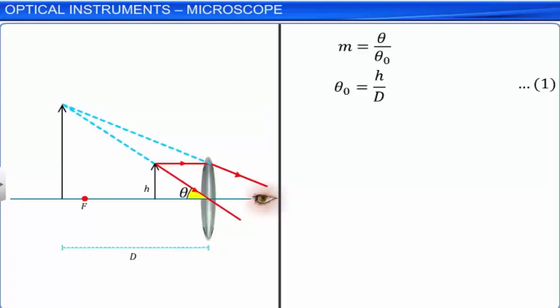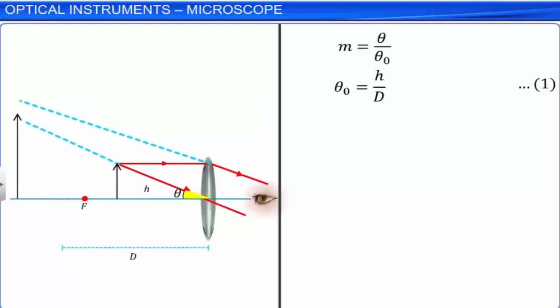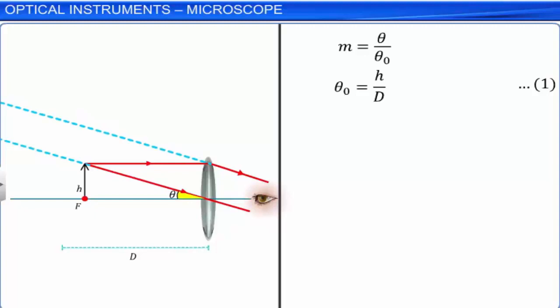When a simple microscope is adjusted in such a way that the object is at a distance slightly less than the focal length of the lens, then the virtual image is formed almost at infinity. This situation is known as normal adjustment.